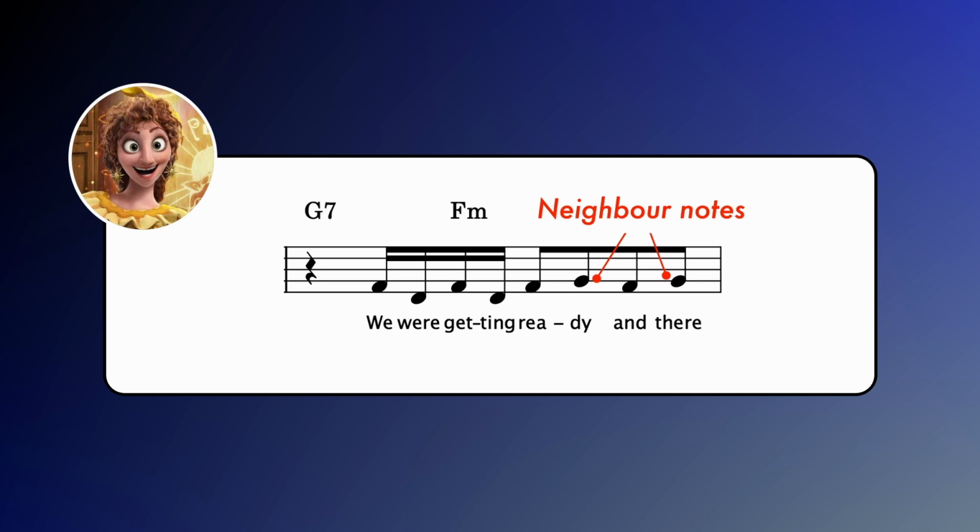Neighbour notes tend to happen on weaker beats of the bar, that is the and of 1, and of 2, and of 3, or and of 4. And once you've gone to a neighbour note, the reason why it's called a neighbour is because it returns to the chord note it was just on.